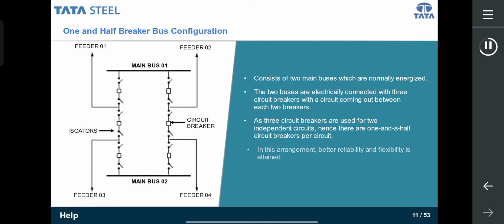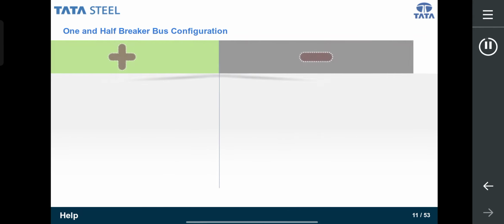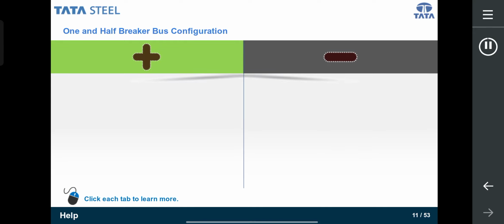In this arrangement, better reliability and flexibility is attained during operation and maintenance. Faults on either of the bus do not cause any interruption. Click on each tab to learn more.